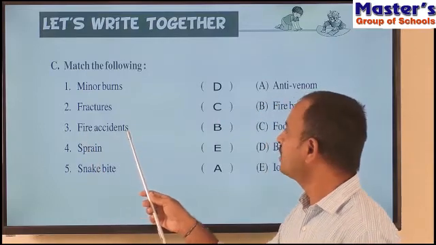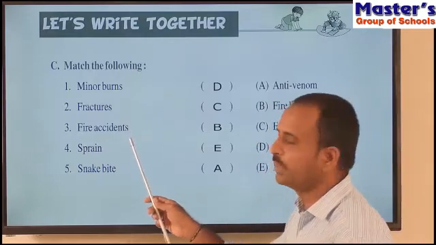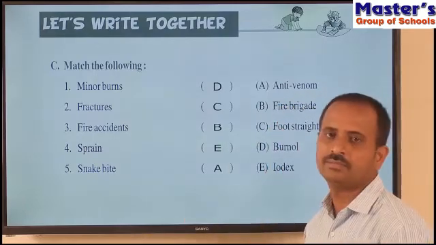And what is the third one? Fire accidents. And the answer is B. So that is fire brigade. The fire accidents will be controlled by the fire brigade.